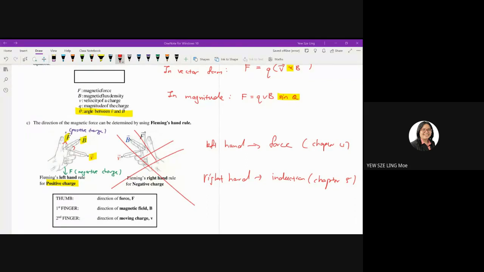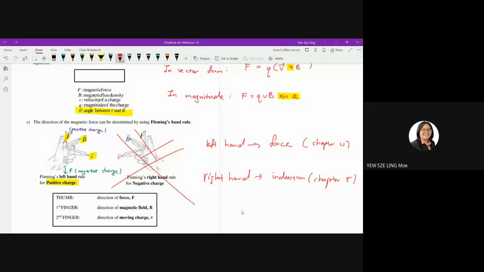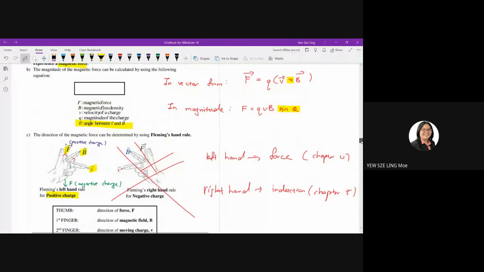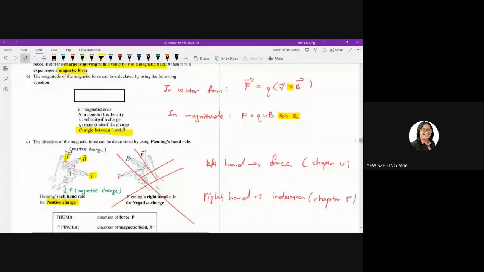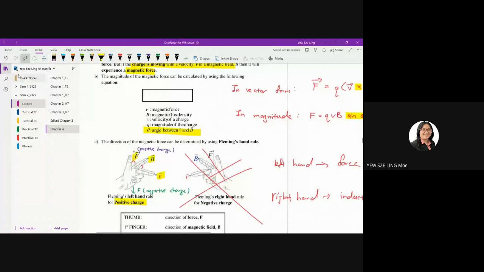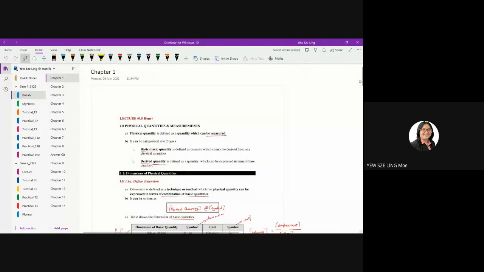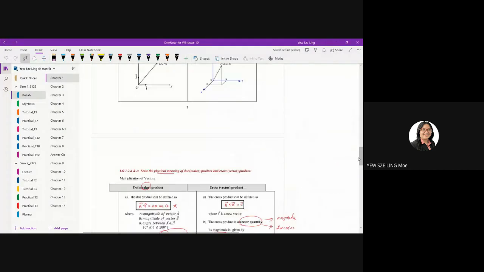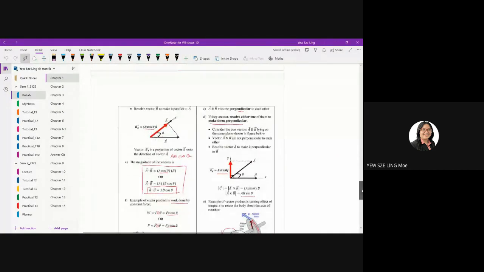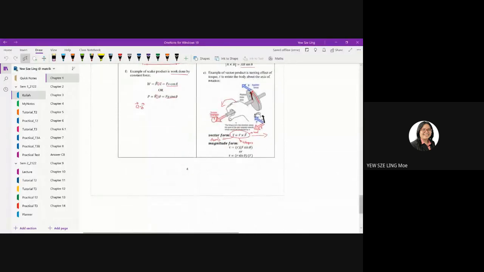But if you remember the things that we learned in chapter 1, actually, I would encourage you to use the right hand grip rule again. Sebenarnya saya galakkan Anda guna right hand grip rule. Sebab apa? Kalau kamu tengok balik benda yang kita belajar di Sem 1, chapter 1, we have the right hand grip rule. I think this note is better.